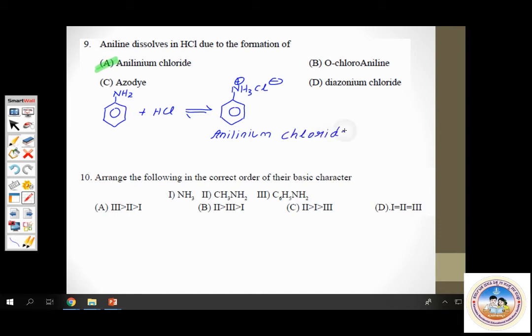Question number 10. Arrange the following in the correct order of their basic character. Please check this out. You have ammonia. This is aliphatic amine. And this is aromatic. And what's the basicity order of amines? Aliphatic amines are more basic than ammonia. Ammonia is more basic than aromatic amines.